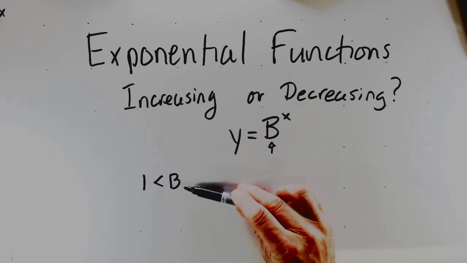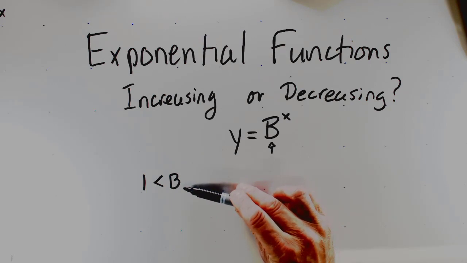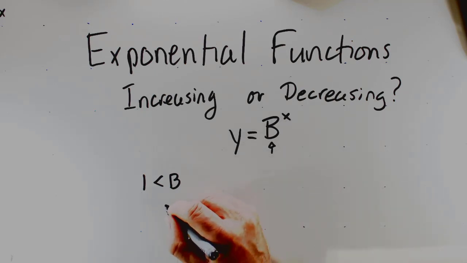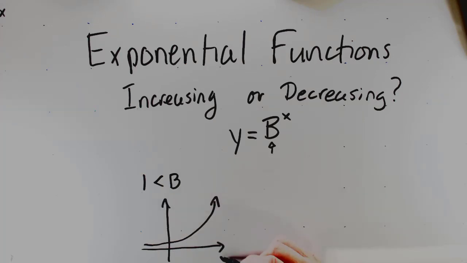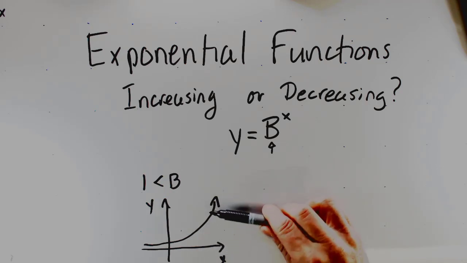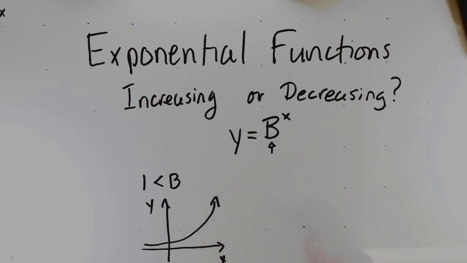Now, the situation where the base is greater than 1, these functions are always going to be increasing. Now, the reason they're increasing is because a number greater than 1 multiplied by itself many, many times gets to be bigger. And so, like 2 times 2 times 2 times 2, well, that's a number much greater than 1. And so these exponential functions really take off.